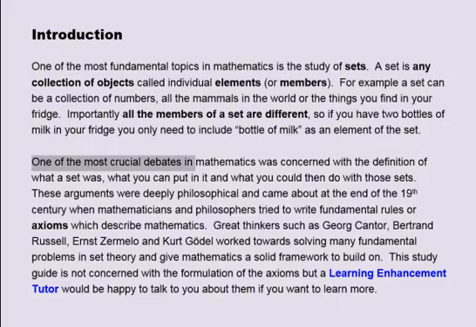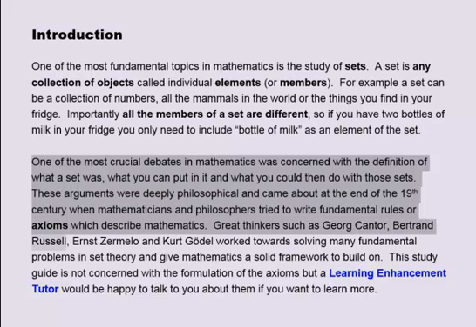One of the most crucial debates in mathematics was concerned with the definition of what a set was, what you can put in it, and what you could then do with those sets. These arguments were deeply philosophical and came about at the end of the 19th century when mathematicians and philosophers tried to write fundamental rules or axioms which describe mathematics. Great thinkers such as George Cantor, Bertrand Russell, Ernst Zermelo and Kurt Gödel worked towards solving many fundamental problems in set theory and gave mathematics a solid framework to build on. This study guide is not concerned with the formulation of the axioms, but a Learning Enhancement Tutor will be happy to talk to you about them if you want to learn more.